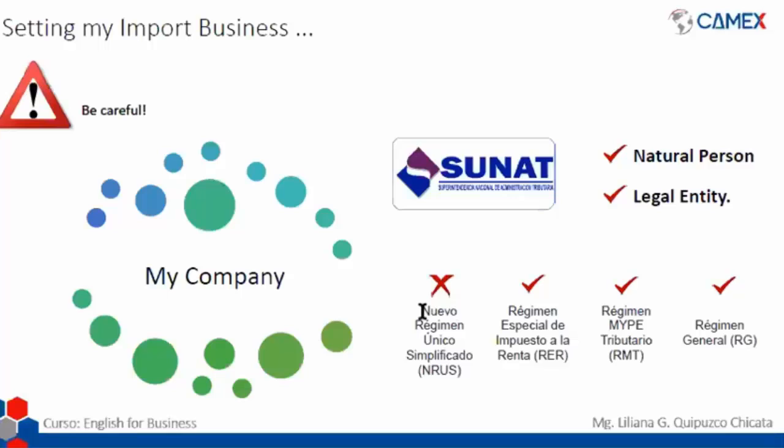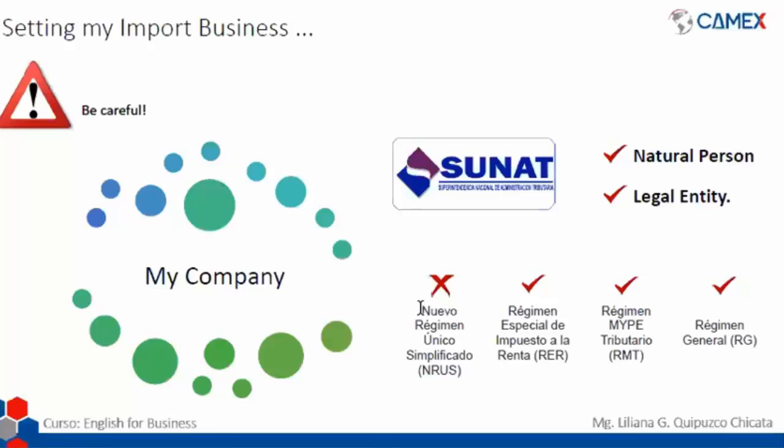Now, remember that there are some regimes. This is the name here in Peru, so I'm going to say it in Spanish. It will be Nuevo Régimen Único Simplificado, also known as NRUS. Then we have the Régimen Especial de Impuesto a la Renta. Also we have Régimen Límite Tributario. And finally we have Régimen General. Remember, if we are going to set up an import business, we can only choose these options: Régimen Especial de Impuesto a la Renta, or Régimen Límite Tributario, or Régimen General.